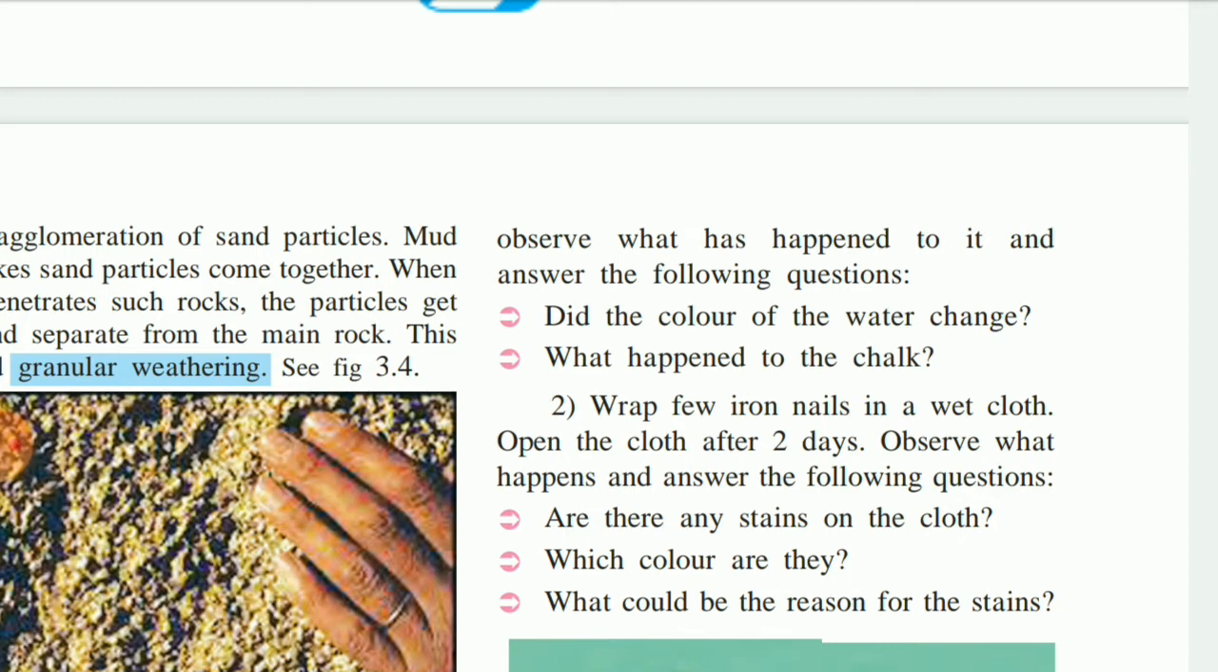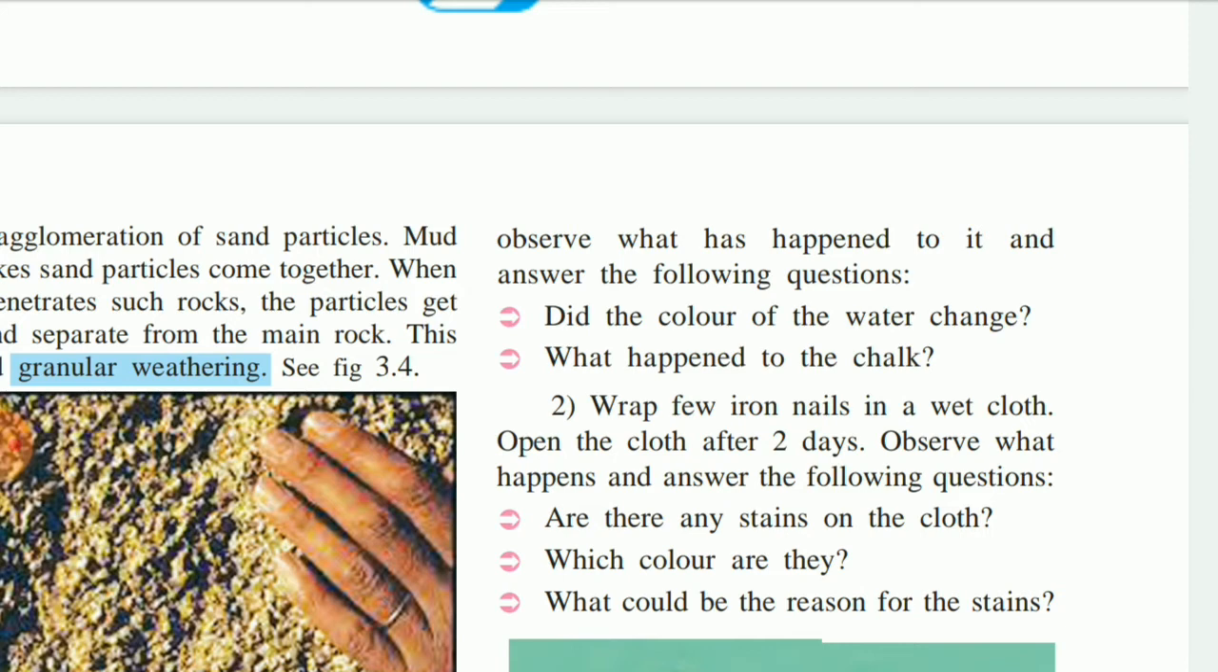So my dear student, this is a very simple experiment. You could do it in your house, in your room, and observe it. Then write down your observation in your notebook.